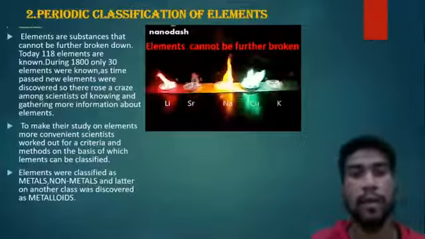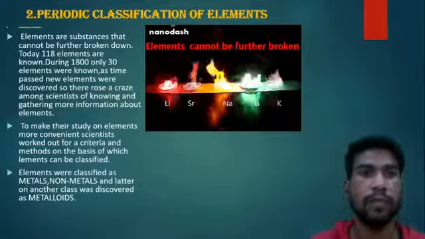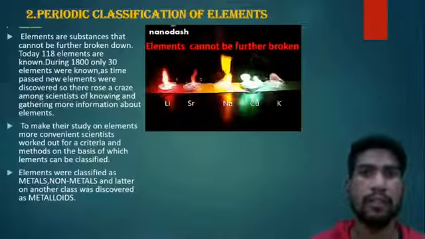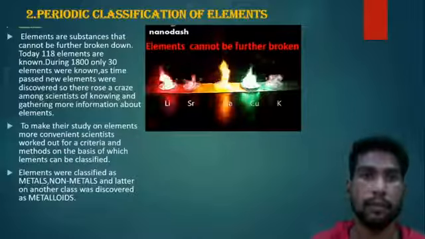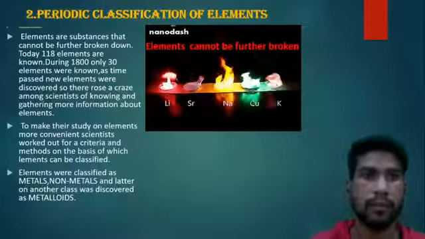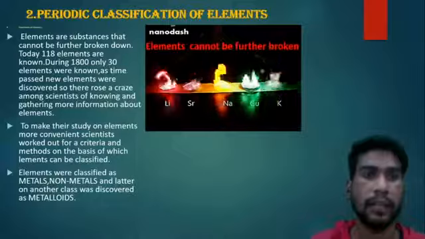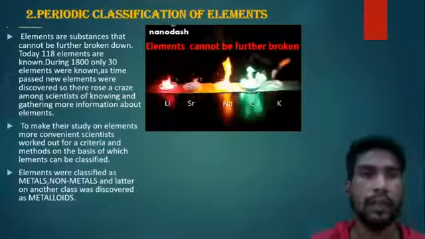So elements, what are elements? Elements are those substances which cannot be further broken down. So these are the chemical substances which cannot be further broken down or cannot be further substituted. Today 118 elements are known. So in today's era 118 elements are known.